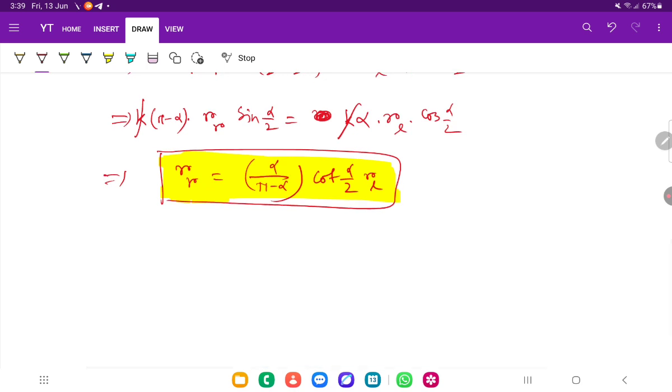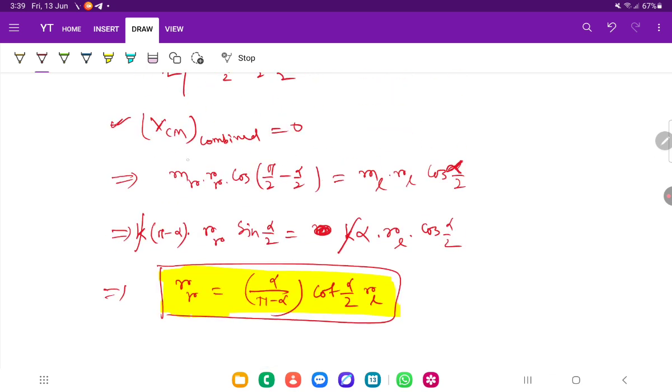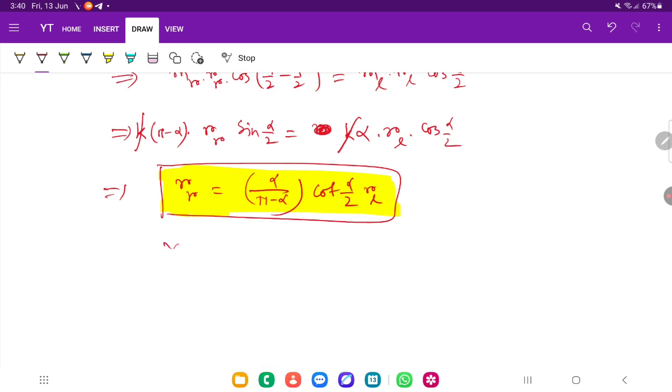Let's see. So we are done with the x coordinate. Now we will proceed to y coordinate. For YCM combined is 3r by 8, as we have already seen.